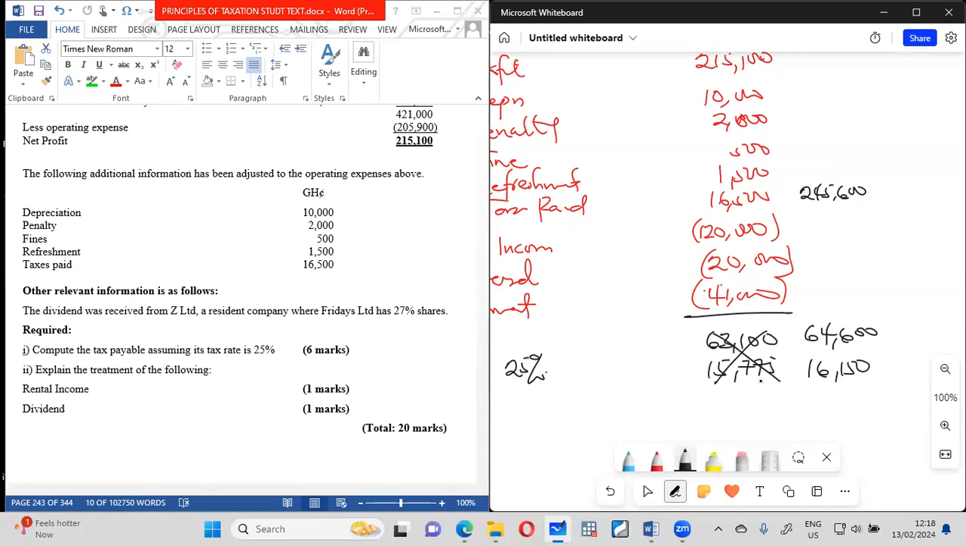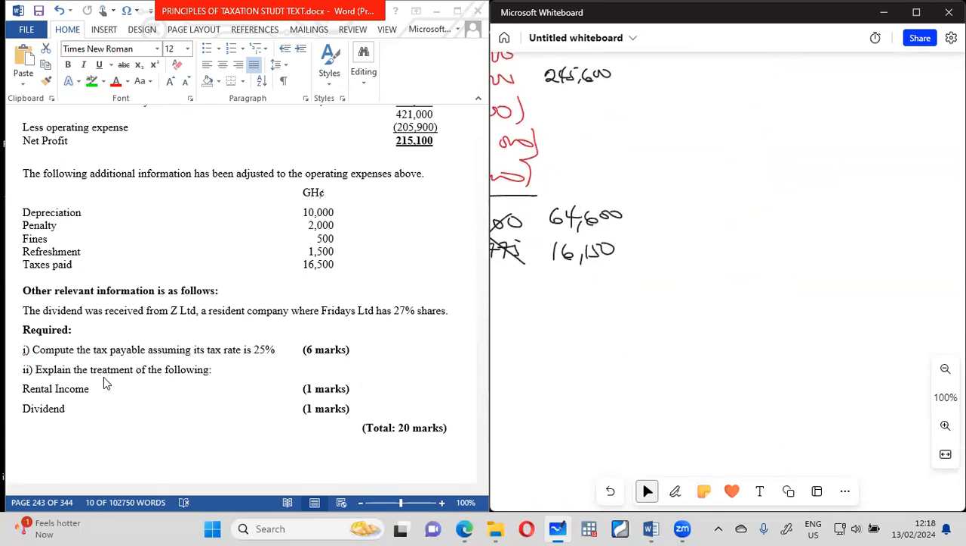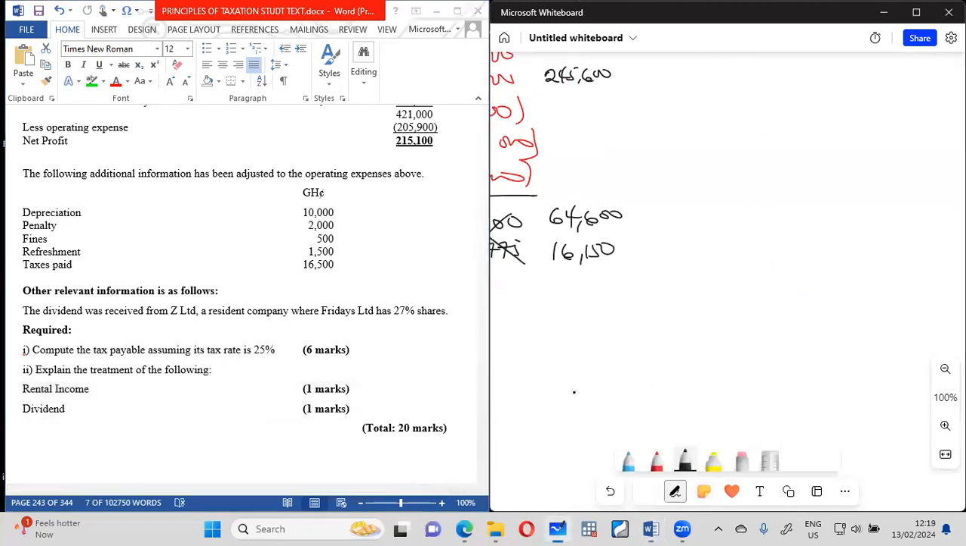16,150. And again, you remember, the other taxes you will do aside. He said explain rent income and dividend, so we've explained it. Dividend is 8%, but because it's a resident company investing in another resident company, whereby the investment is 25% or more, it will be exempt from the tax. But if it's below, you tax at 8%. That's all you say.